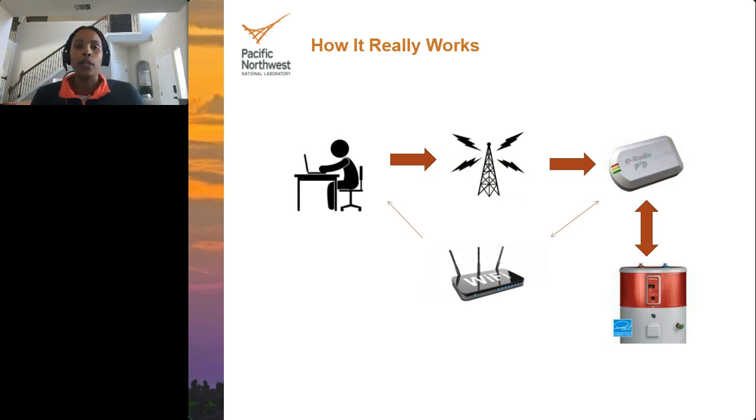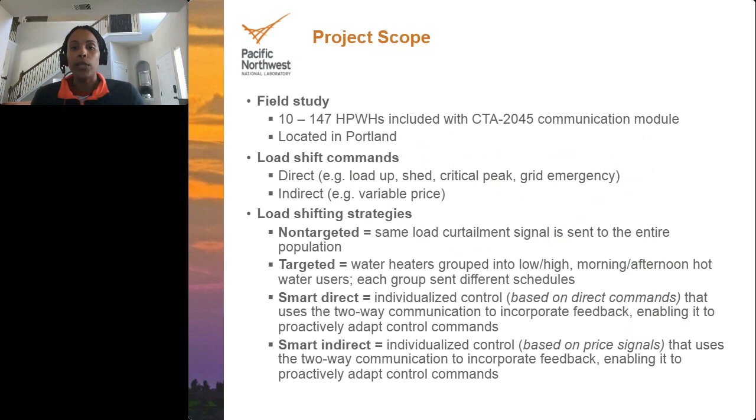So again, we were looking in the Northwest. We had up to 147 water heaters included at any given time in our study. They were all equipped with the CTA 2045 communication module and all located in Portland. Most of the water heaters were about 50 to 55 gallons. Some had a little higher capacity.